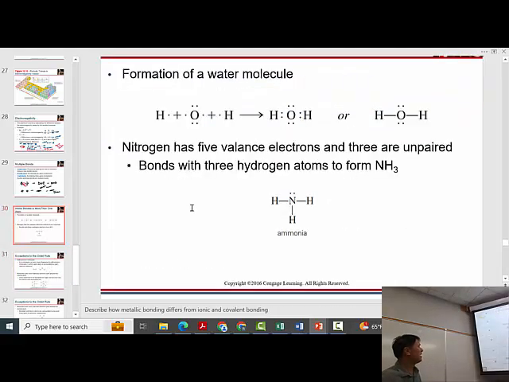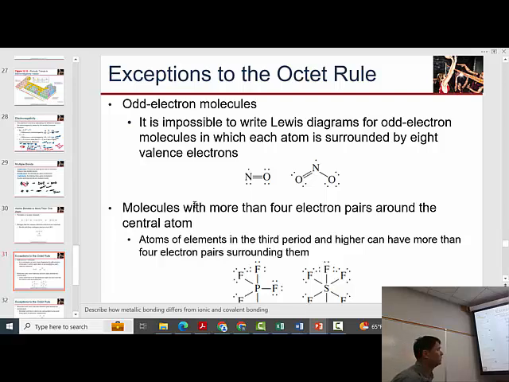Sometimes there's some weird things that happen with the octet. So these are some exceptions to the octet rule. Nitrogen has 5 electrons, and oxygen has 6 electrons, and we end up with 11 electrons here. It's an odd number of electrons. When we have an odd number of electrons, one of the electrons is going to be alone. And that electron that's alone we call a radical. And so these are called free radicals.